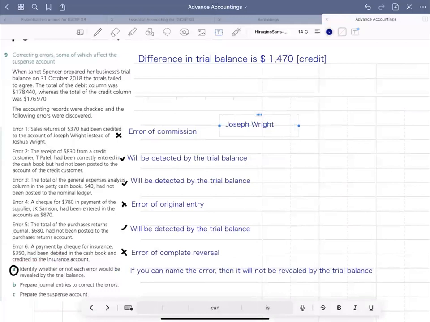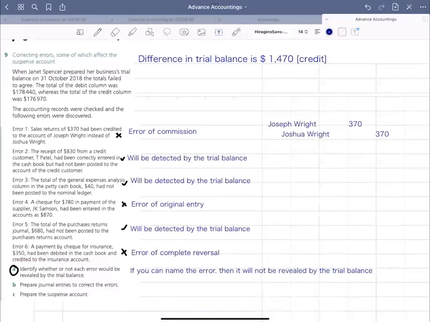So Joseph Wright, I will debit 370, and then Joshua Wright, I will credit 370 because this is where it actually belongs. Okay, so if I push it out a little bit, that is credit. So this is how you write it inside your journal. This will be your journal entry. Let's look at error number 2.